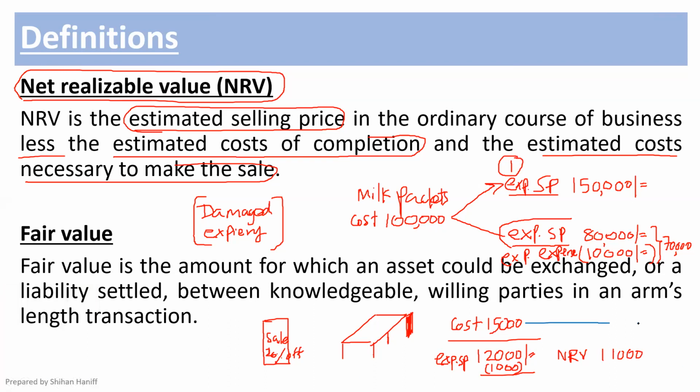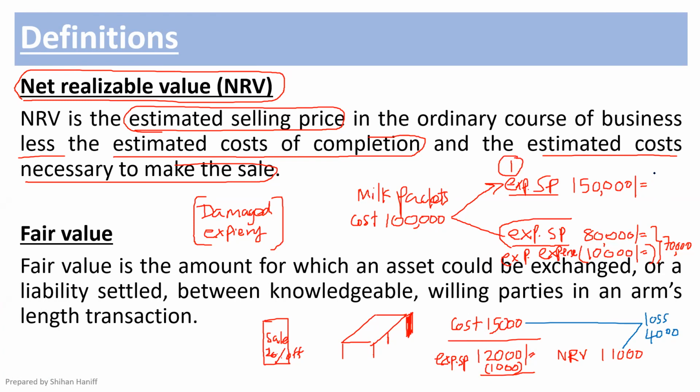Cost is 15,000. NRV is 11,000. So there is a loss. How much is the loss? 15,000 minus 11,000. So 4,000 loss that we have to recognize in the business.